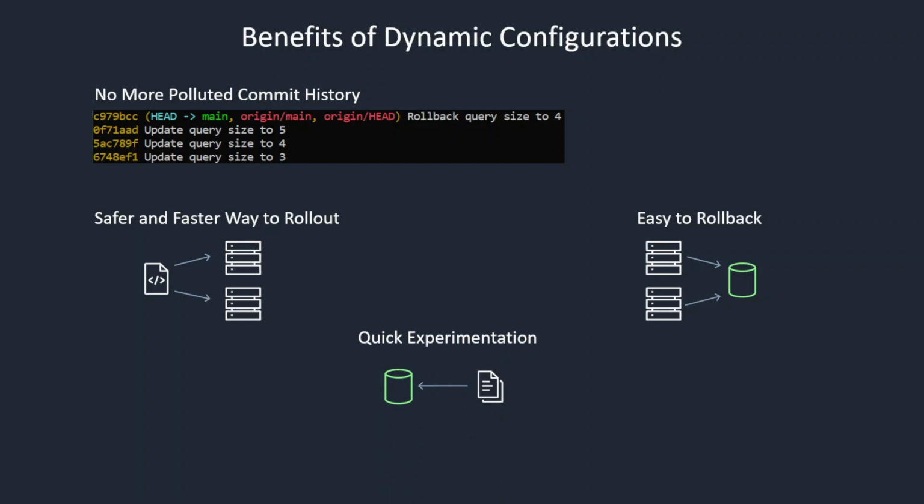And then one more is quick experimentation can happen this way. If we don't know the value that something should be, we can experiment and try different ones and then measure performance to see which one's better without making any code changes. This can all be done through the configuration database.